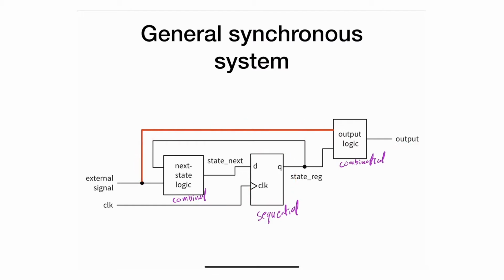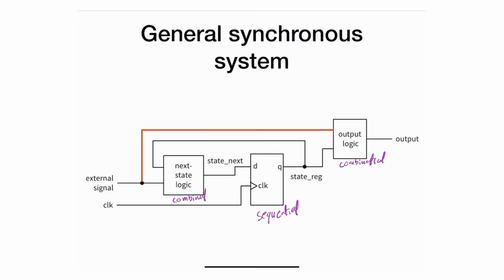So we have three components. We have a combinational circuit that decides what my next state should be, and we have an output logic that is also combinational and decides what the output should be. And we have some sort of internal memory or register that stores the state of the current system. And of course, because it's a synchronous system, it operates using a clock.